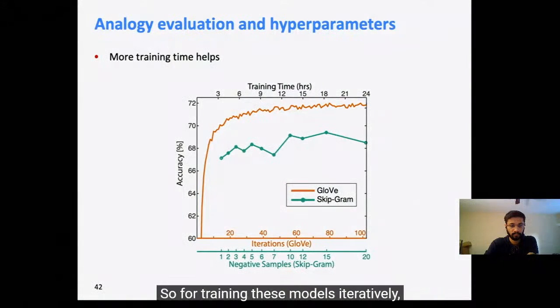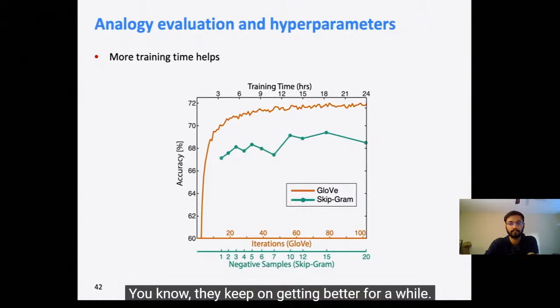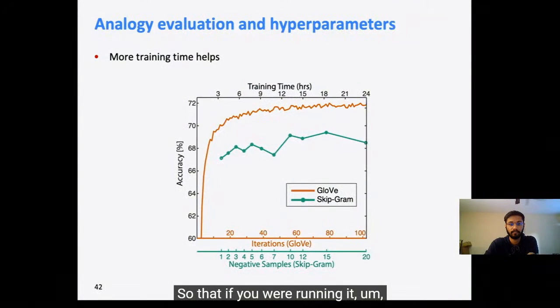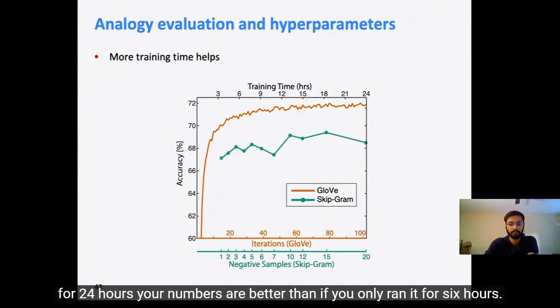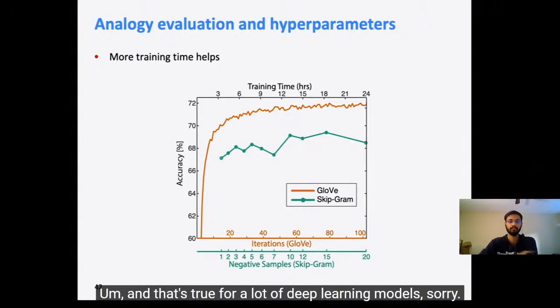Yeah, so for training these models iteratively, orange is showing GloVe training. They keep on getting better for a while, so just go out, go to sleep, see in the morning how it's doing, right? So if you're running it for 24 hours, your numbers are better than if you only ran it for 6 hours. And that's true for a lot of deep learning models.